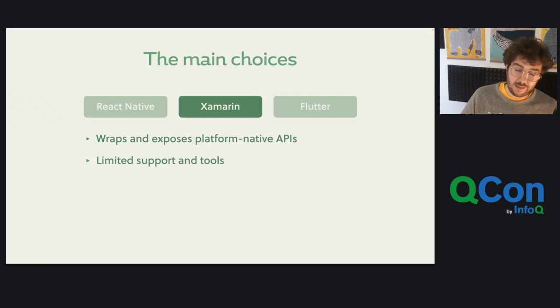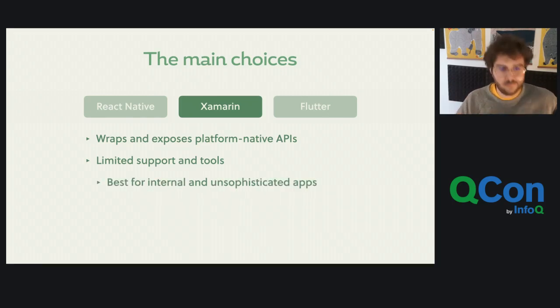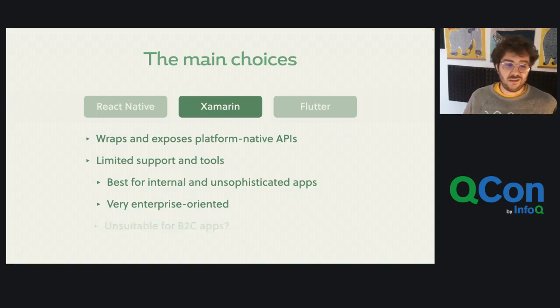There is somewhat limited support in terms of third parties. There's not that many that have native Xamarin libraries. You can generate bindings, but your mileage may vary, and tooling is somewhat limited. In my personal opinion, Xamarin is probably best for internal and somewhat unsophisticated apps. It is very, very enterprise oriented, and maybe it's not that great to do B2C apps. Probably don't want to do Xamarin for that.